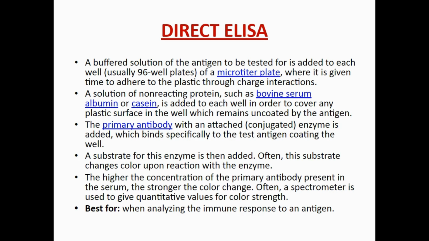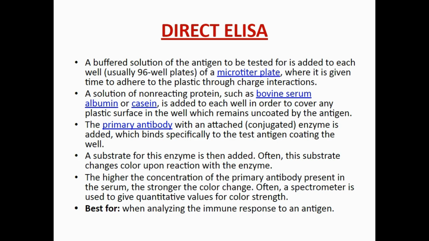Serum from the blood sample is isolated and is kept in a buffer solution called PBS buffer. The ionic concentration of this buffer solution is the same as that of the serum. This helps in maintaining the shape of the antigen. Then a solution of non-reacting protein such as bovine serum albumin is added in each well in order to cover any plastic surfaces in the well which remain uncoated by the antigen.